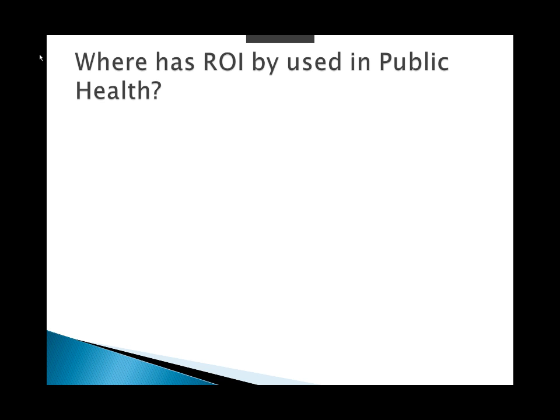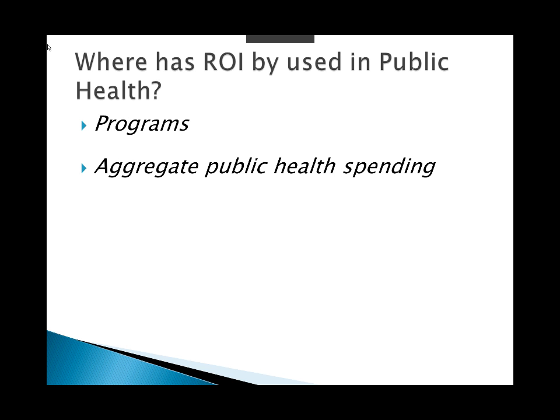But how exactly has ROI been used? We have looked at that here at ASTHO, and we found that most fundamentally and traditionally, ROI is used to look at the return on investments for specific program areas. And we'll provide some examples of those as we go along. Secondly, and more recently, it's been used to look at aggregate public health spending in terms of costs and the benefits that can accrue from that spending. That's a fairly new and emerging area.